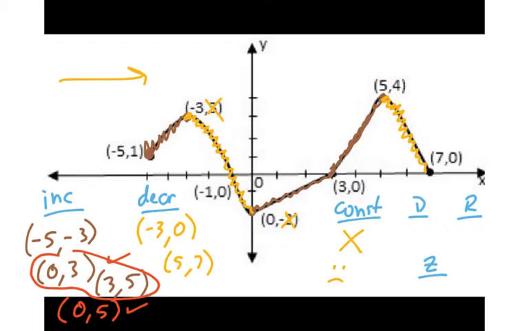All right, domain and range. Now let's check and see. Domain is left and right. How far left does he go, and how far right does he go? Looks like he starts way over at negative 5, and he ends way over here at 7.